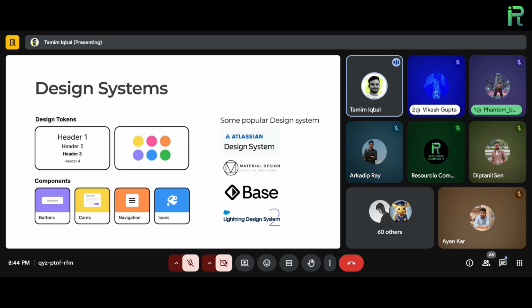So what are the main colors of your design system? Those should be pretty much defined. Next we are going to components.